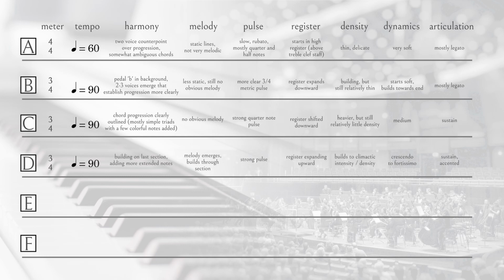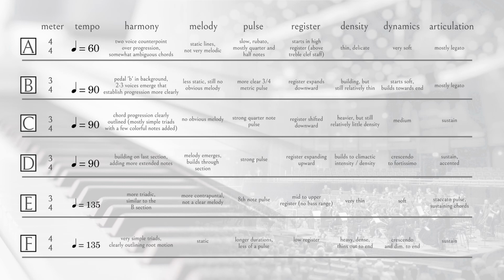The section after that, I'll finally introduce some more clear motivic material, and I'll start to add more extended notes in the harmony. The texture will build to a climactic fortissimo with a much fuller register overall and a strong sense of pulse. Immediately after that, I'll have another tempo change, yet another metric modulation. The overall density and dynamics will come down, and I'll try to create a strong eighth note pulse in the middle ground with an almost pointillistic quality.